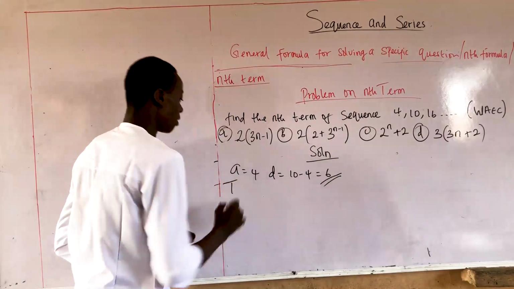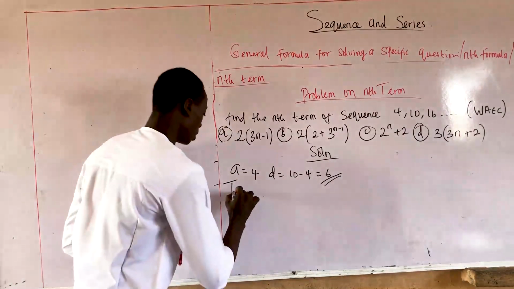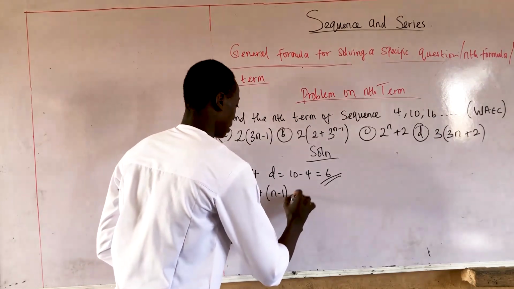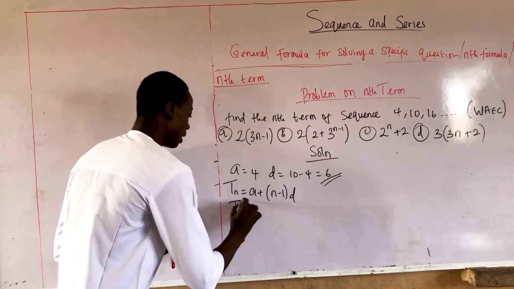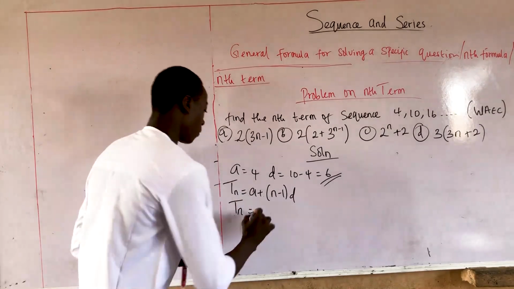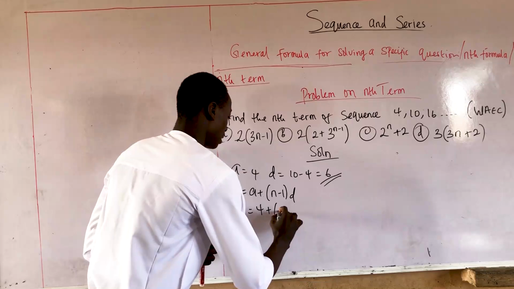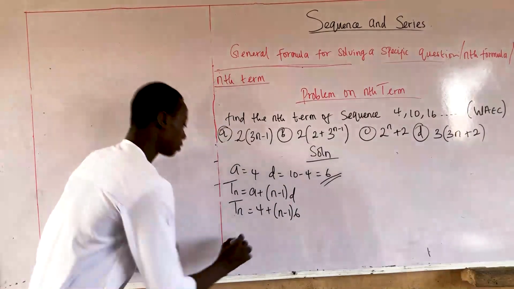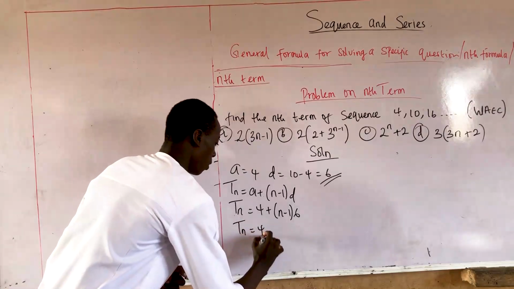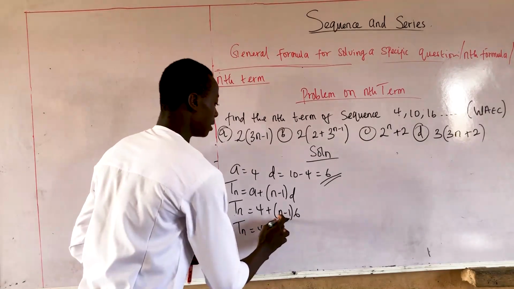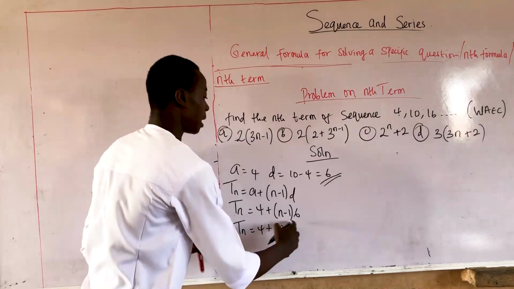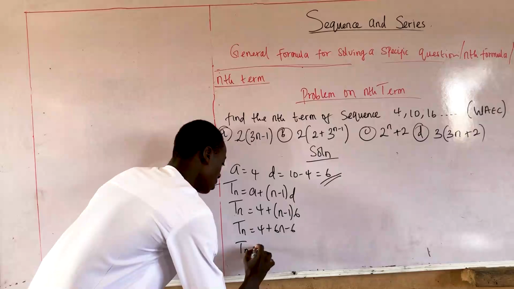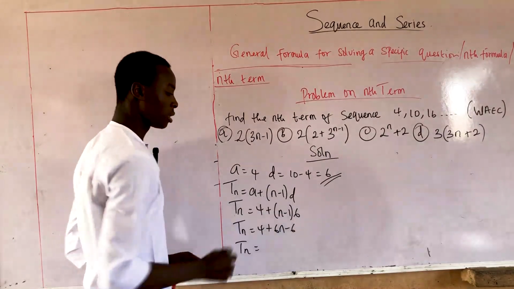So we are going to get it from the general formula for solving all questions. Tn is equal to a plus open bracket n minus 1 close bracket d, right? So Tn, what is our a? Our a is 4 plus open bracket n minus 1 close bracket. What is our d? Our d is 6, right? So let us simplify. Tn is equal to 4 plus 6 times n will give us 6n. 6 times minus 1 will give us minus 6, right? So Tn is equal to 4 minus 6 will give minus 2.